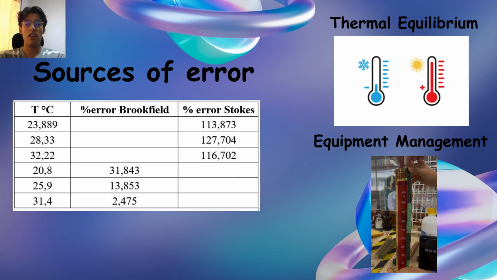Some samples heated up or cooled down during handling, and although efforts were made to keep them close to room temperature, these fluctuations affect the Stokes method more significantly, as small thermal variations greatly alter its result, which explains why the percentage error can even exceed 100%.